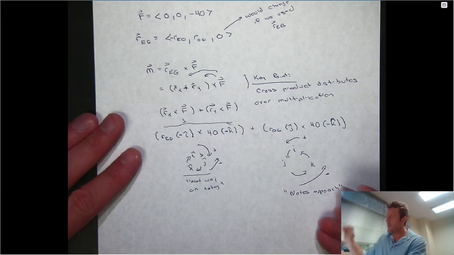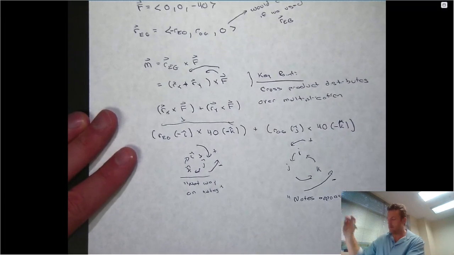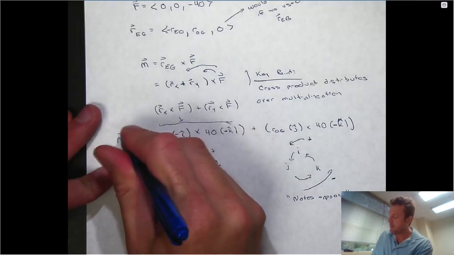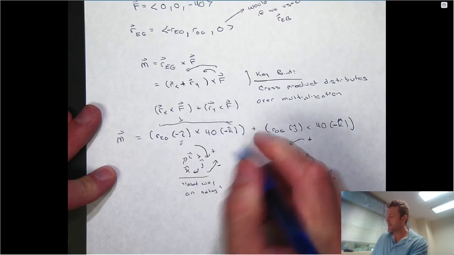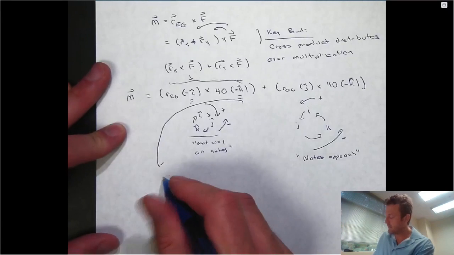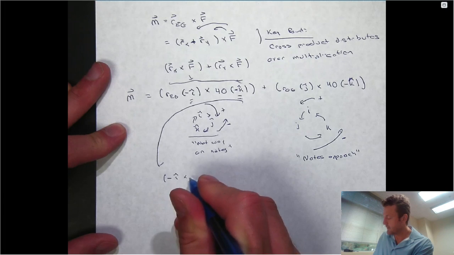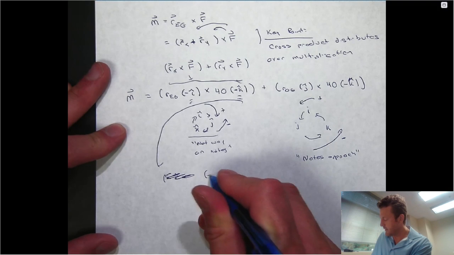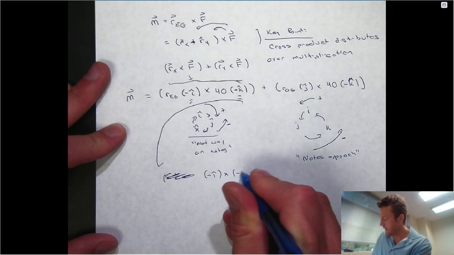And why do we need this? Well, in order to determine what the direction of this moment is, all that we really need to do is take the cross product of the unit vectors here. So I'm going to go with this one first. The question is, what is minus i hat cross minus k hat?